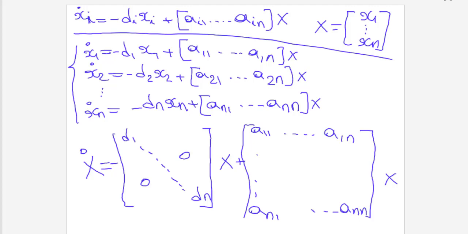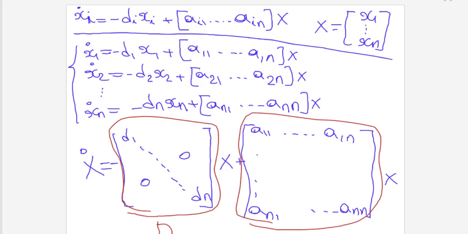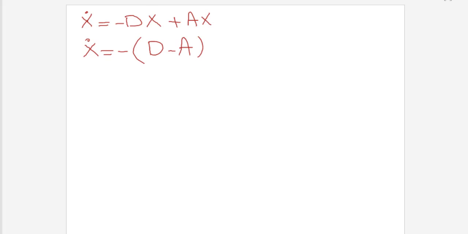What is this based on our definition? This is D matrix. This is adjacency matrix, okay? X dot equal to minus Dx plus Ax. X dot equal to minus (D minus A) x.